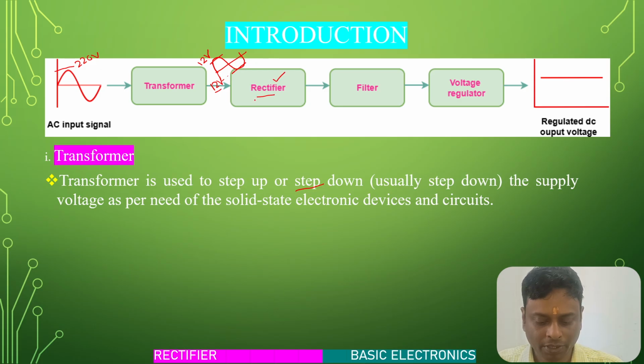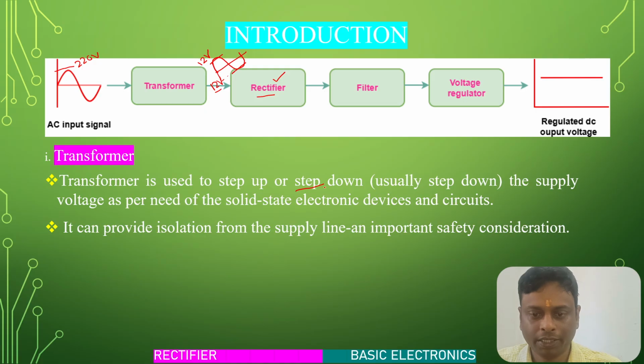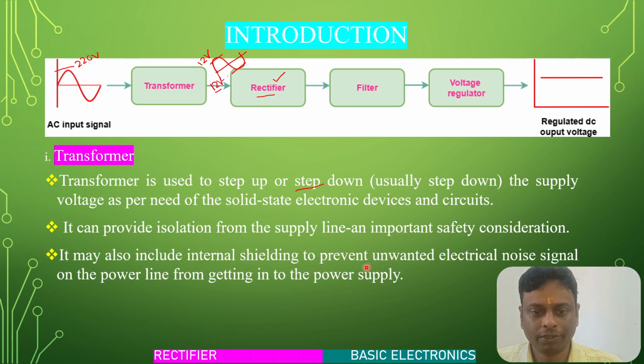Again, the transformer has safety considerations. It provides isolation from the main line. It also includes internal shielding, which prevents unwanted electrical noise signals from getting into the power line and the power supply. These are the advantages of using the transformer. It usually steps down the AC input voltage, and then the output of this transformer is fed to the rectifier unit.